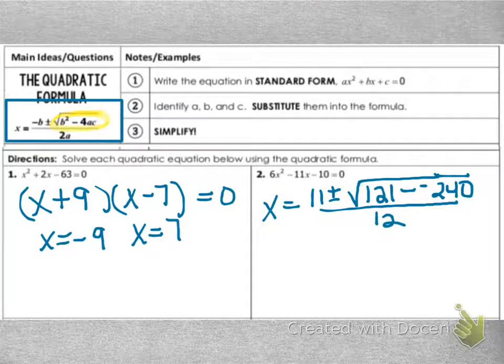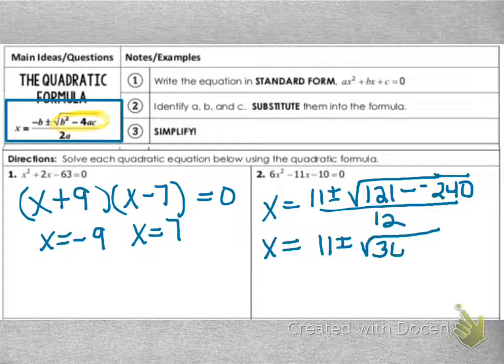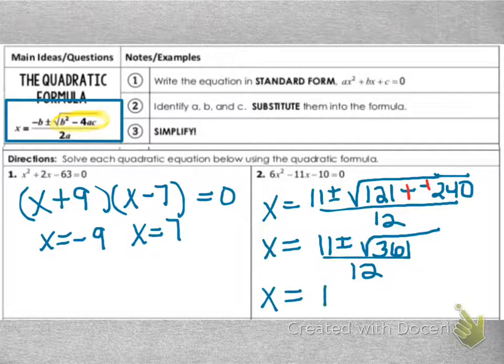So again, I find that just strictly substituting those values in can get a little bit overwhelming with all the calculations. So I just do little bits at a time, and I tend to make fewer mistakes. So that would be 11 plus or minus the square root of, well, when I add those together, I get positive 361, because it's minus negative, which turns that into plus positive, right? So 121 and 240 is 361, and then divided by 12. Well, 361, you may recognize, is one of those perfect squares. It is 19 squared. So this really means that's 11 plus or minus 19 over 12.